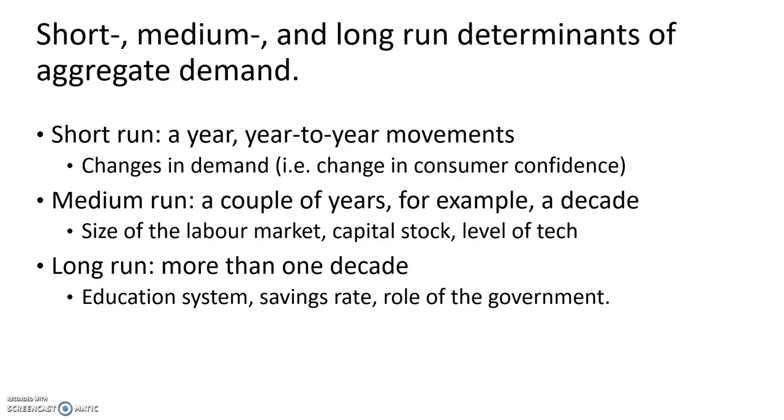Short, medium, and long run determinants of aggregate demand. The short run is a year. So year-to-year movements in output are driven by movements in demand. Changes in demand, perhaps due to changes in consumer confidence. Then the medium run, a couple of years, for example, a decade. Over the medium run, the economy tends to return to the level of output determined by supply factors such as capital stock and the level of technology.